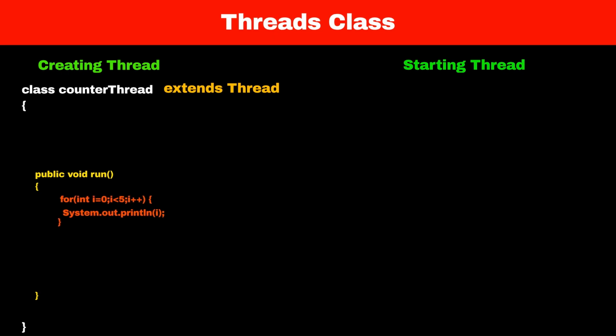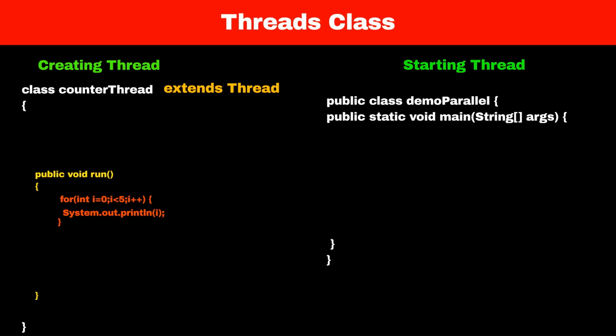Now the second part is starting the thread. We have written the logic, but we have to tell Java when to execute it. For doing it, we have to create an object of the class which extends the Thread class. Then we can call the start method on that object. This tells Java to begin running the thread.